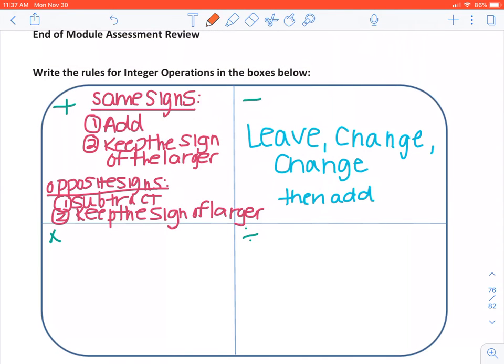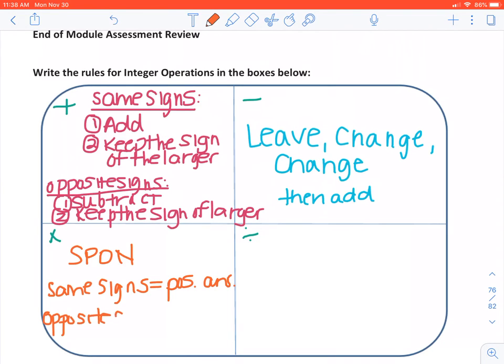All right, multiplication. We use something for multiplication called SPON, S-P-O-N. And what that stands for is same signs will have a positive answer. So numbers that have the same sign will have a positive answer. Opposite signs, so one of each, will have a negative answer.